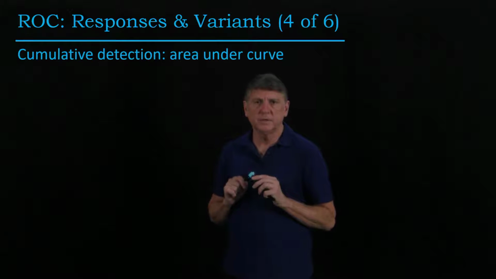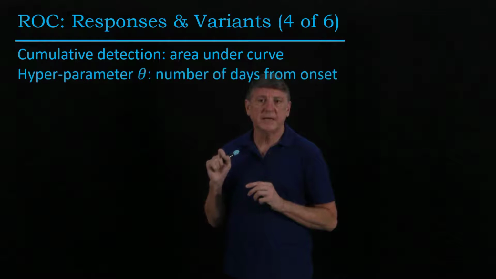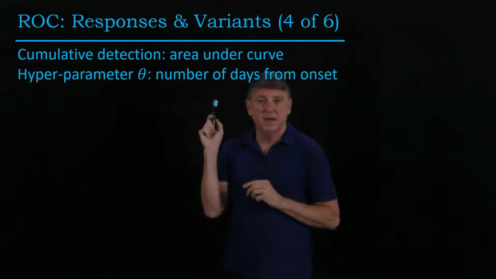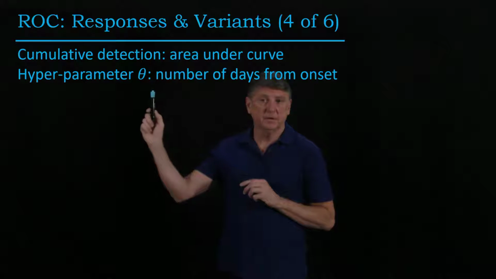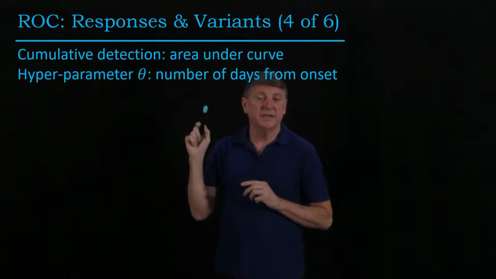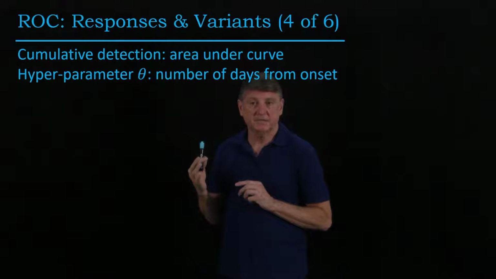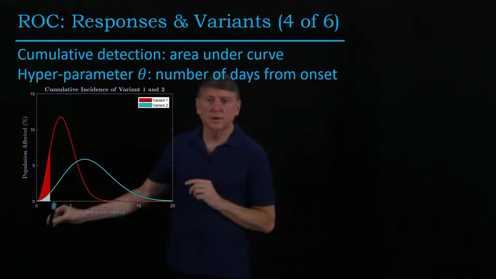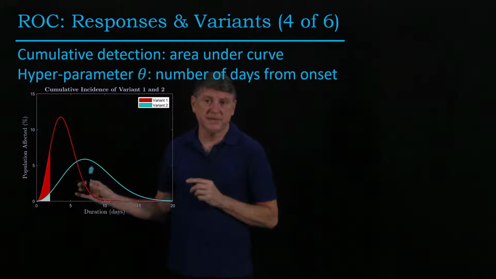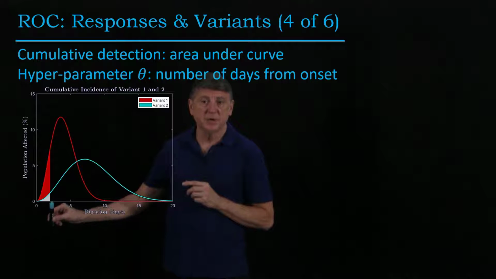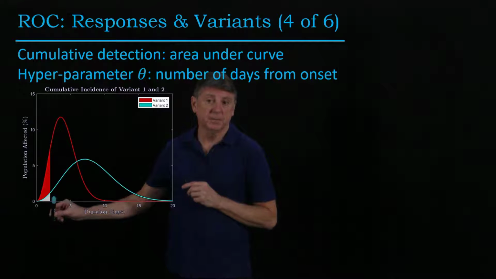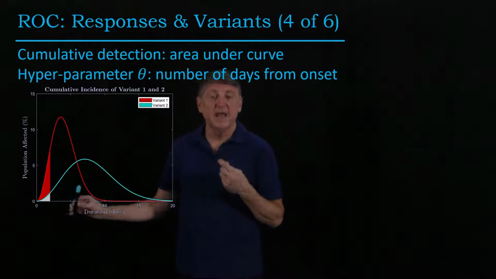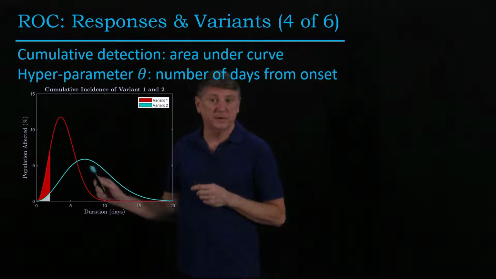Now, when we're doing this, what we're really looking at is the cumulative detection, which is the area under the curve, and our hyperparameter, theta, is the number of days from the onset of the infection. So for example, suppose that we have our inexpensive test, and after 2 days we detect a certain number of people who are showing positive, and we don't know whether they have variant 1 or variant 2.